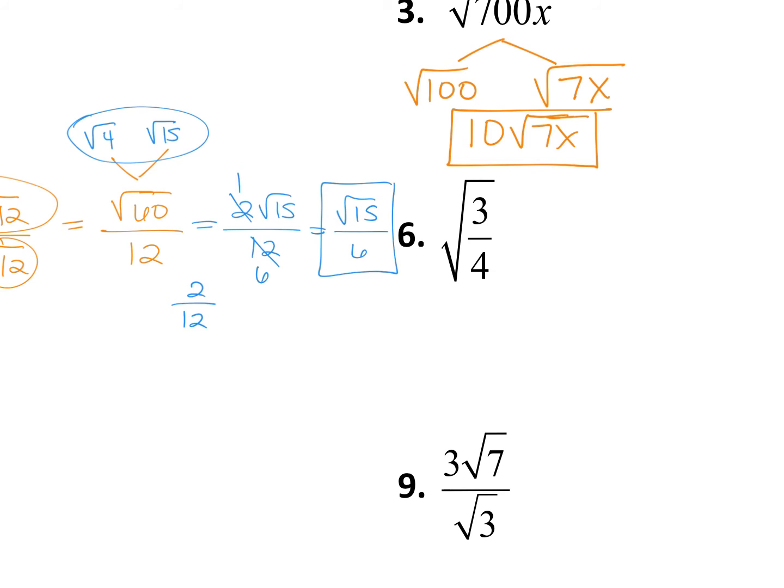All right, number 6. This one, oftentimes people try to do more work here than they need to. What do you see? 3 over 4. It's the square root of 3 over the square root of 4. What is the square root of 4? 2. So do you need to multiply by the square root of 4 over the square root of 4? No. If this breaks down to a perfect square, just use that. Square root of 3 over 2, and that is your final answer.